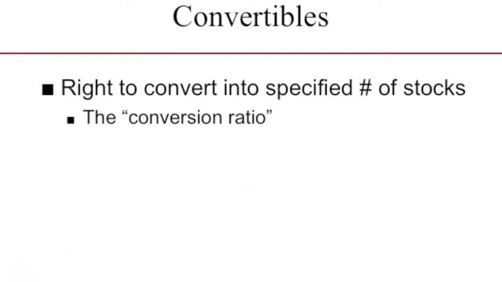Convertibles are another example of a bond with an embedded option in it. And this usually means the investor has the right to convert into a specified number of stocks, the so-called conversion ratio. So for example, a bond might allow you per $1,000 par to convert into 20 ordinary shares of the issuing company. Exactly what this conversion ratio is, once again exactly when you can exercise this, we need to know the exact details for this particular bond.